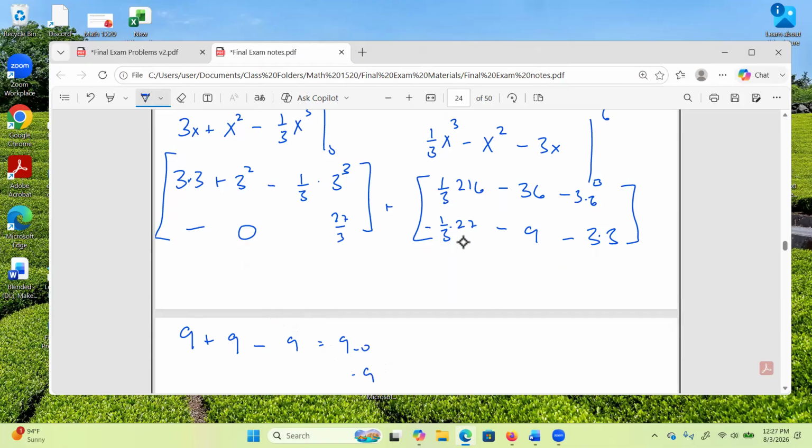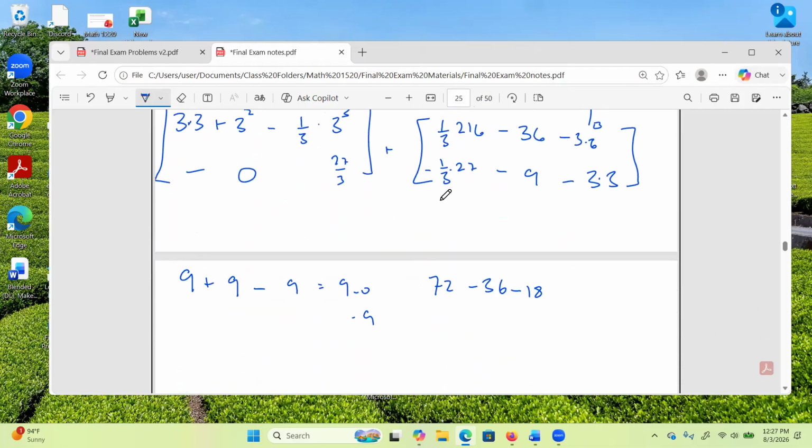Now for this piece here, I'm going to say, what is 1/3 of 216? I think it's 72. So I say 216 divided by 3. I'm using my handy dandy TI-30X2, so that's the calculator you guys have access to. So I want 216 divided by 3. So we have 72 minus 36 minus 18. I should do that in my head, but that's going to be 18.